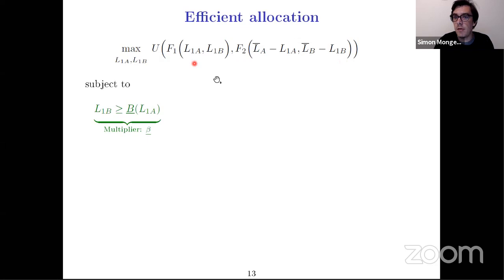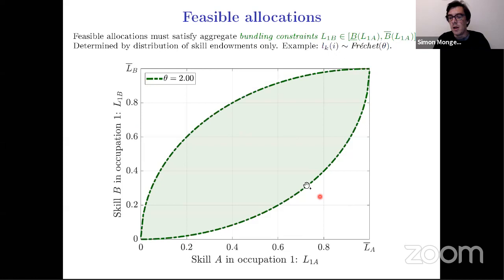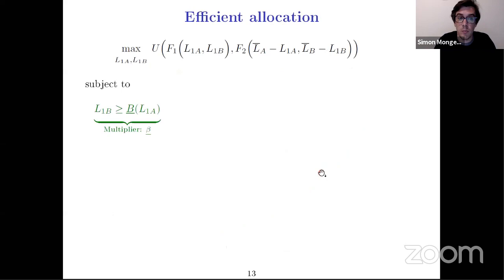Okay, the planner is still maximizing output, and all it has to worry about is choosing the aggregate allocation of skill A and skill B to occupation one. It has these aggregate feasibility constraints, which tell you how much skill A is going to be in occupation two and how much skill B is going to be in occupation two, and then subject to this bundling constraint. Here I've only written the lower lens of this constraint because I know that this one's not going to bind, because occupation one is hungry for skill A relative to skill B, it has a skill bias towards skill A.